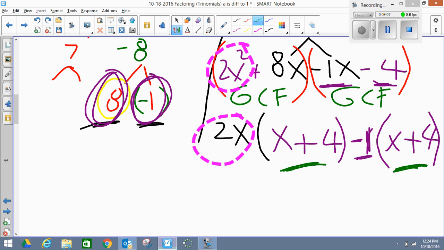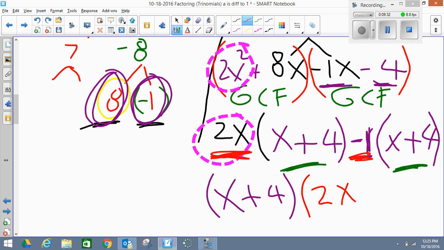Now that I have that, I'm one step away to finish this thing. Because my two parentheses are the same, technically I'm doing another common factor. The parenthesis is common in both terms. So I'm going to bring the x plus 4 here. And whatever is outside the parenthesis, the 2x and the -1, will come up to a second parenthesis. And that's your answer. So my answer is x plus 4 times 2x minus 1.